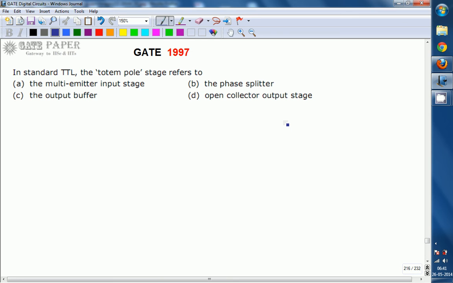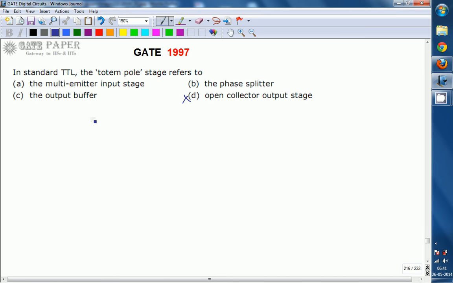In standard TTL, the totem pole stage refers to the multi-emitter input stage, phase splitter, output buffer, or open collector output stage. So totem pole and open collector output are totally different. TTL can be available in three different variations: open collector, totem pole, and tri-state. So open collector output stage is not going to be the answer.